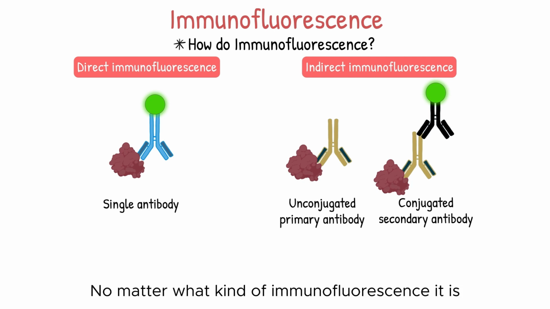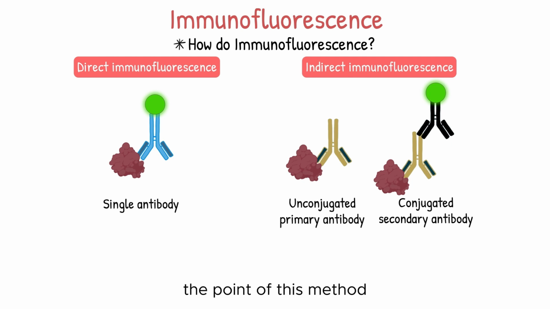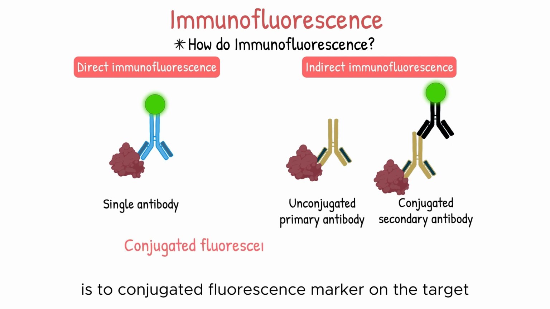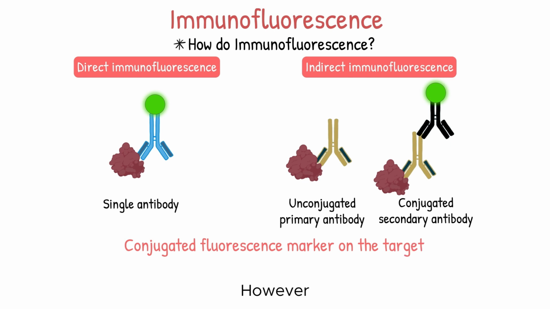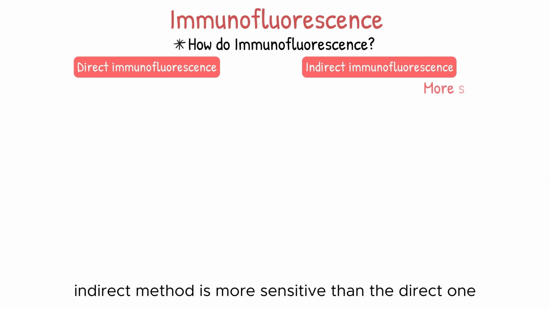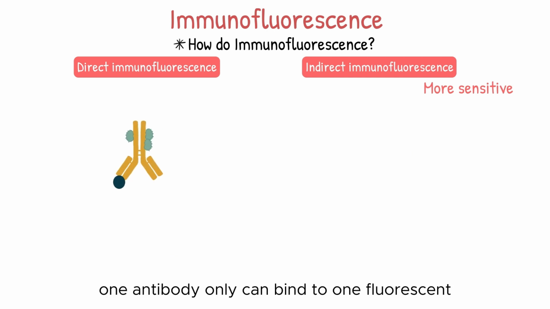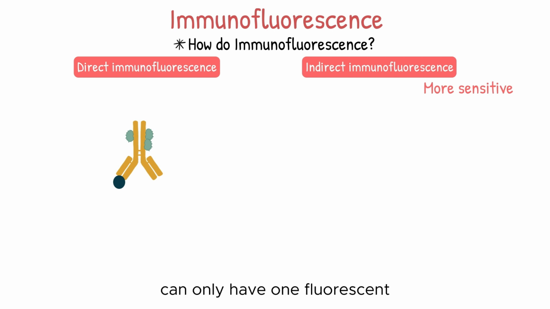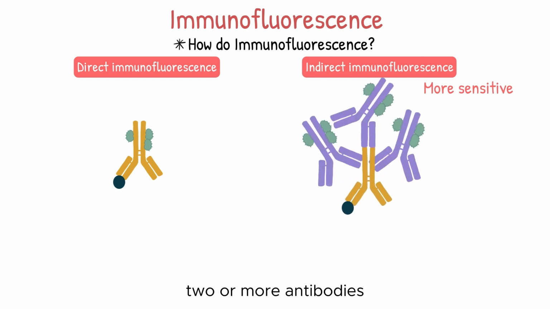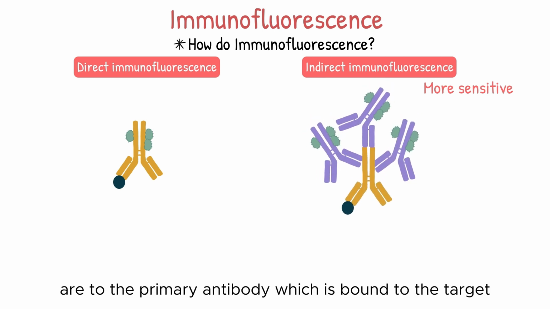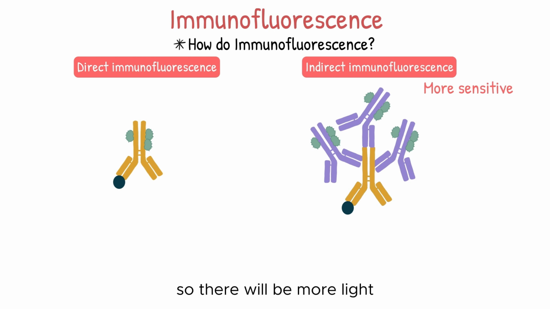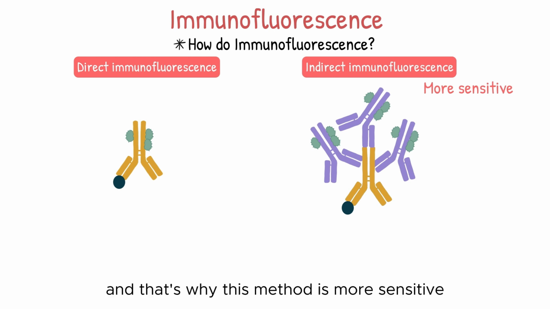Anyway, no matter what kind of immunofluorescence it is, the point of this method is to conjugate a fluorescence marker on the target. However, indirect methods are more sensitive than direct ones, because in the case of the direct method, one antibody can only bind to one fluorescence. It means every target molecule can only have one fluorescence. But in the case of the indirect method, two or more antibodies bind to the primary antibody which is bound to the target, so there will be more light. The image will be clear, and that's why this method is more sensitive.